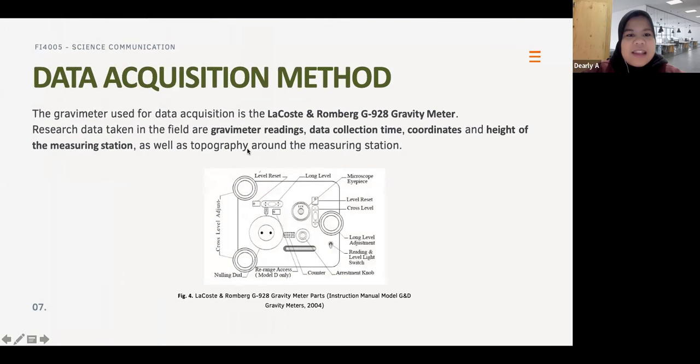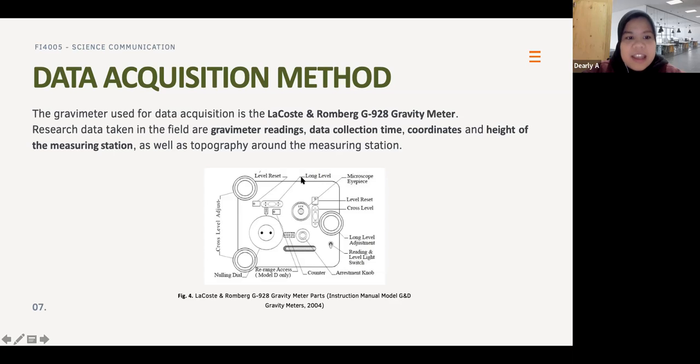Okay. Next is data acquisition method. In data acquisition using the gravity method, a measurement instrument in the form of a LaCoste and Romberg gravimeter is used. Gravimeters measure the value of the gravitational field due to subsurface mass anomaly. Research data taken in the field are gravimeter readings, data collection time, coordinates, and height of measuring station, as well as topography around the measuring station.